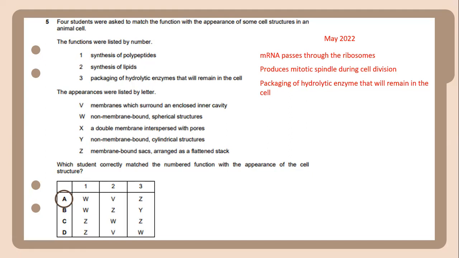Number one is W, which is a non-membrane bound spherical structure. Number two is V, a membrane which surrounds and encloses a cavity. And number three is membrane bound sacs arranged as a flattened stack.